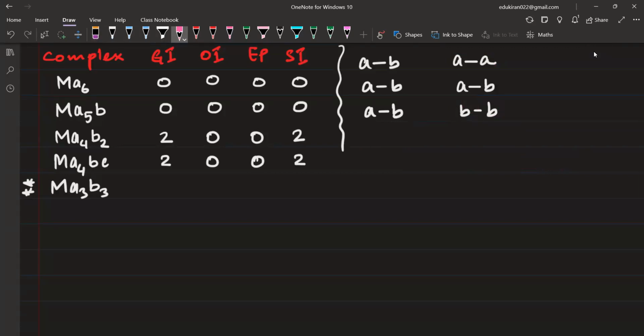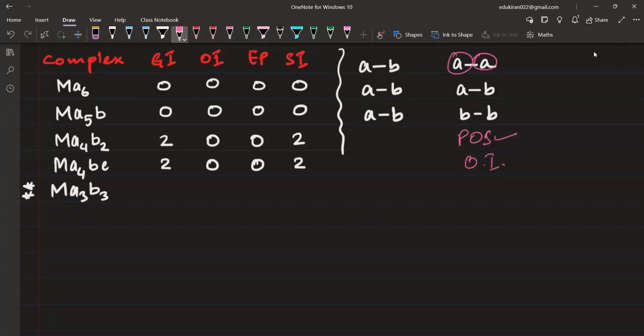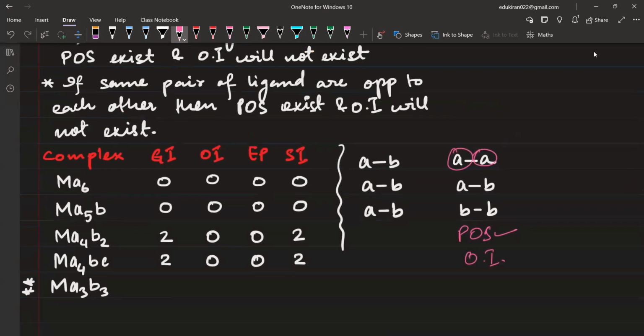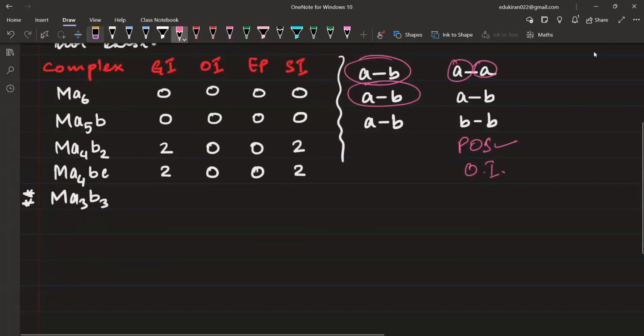Now if I look at this particular case, the meridional case, A is opposite to A, so obviously यहाँ पे plane of symmetry होगी and there will be no optical isomer. Now obviously यहाँ पे in the facial one, no two same ligands are at 180 degree. A के opposite भी अलग है, A के opposite B, सबके opposite में अलग अलग ligands हैं. But this particular criteria, if same pair of ligand are opposite to each other, then plane of symmetry exists. ठीक है, same pair, AB और AB, same pair है ना. AB and AB, these are same pair which are opposite to each other. That is why यहाँ पे भी आपके पास plane of symmetry will exist.